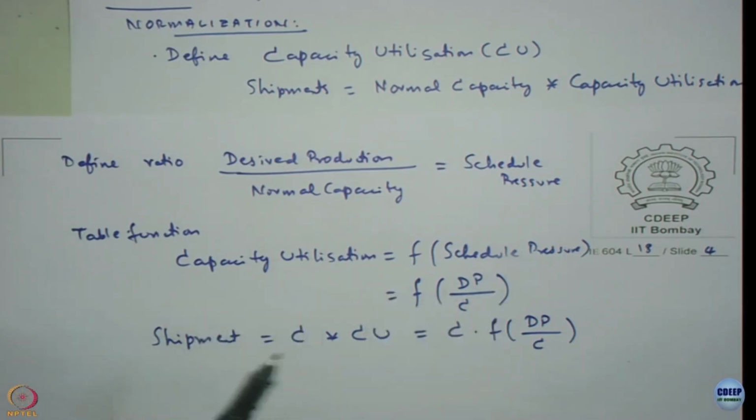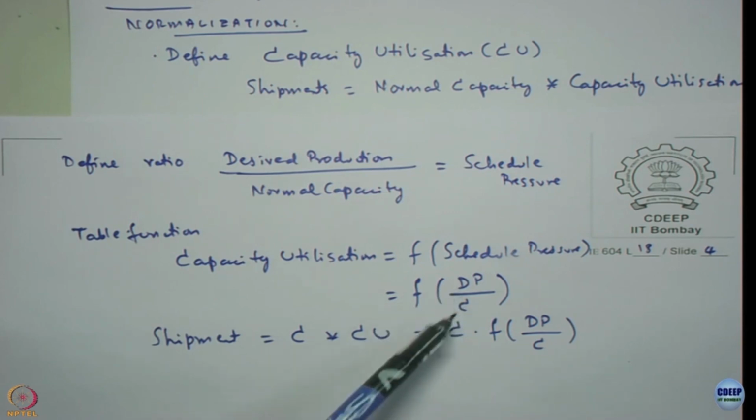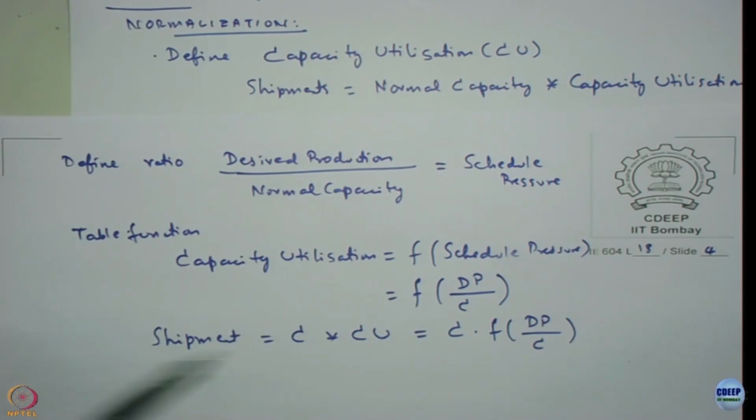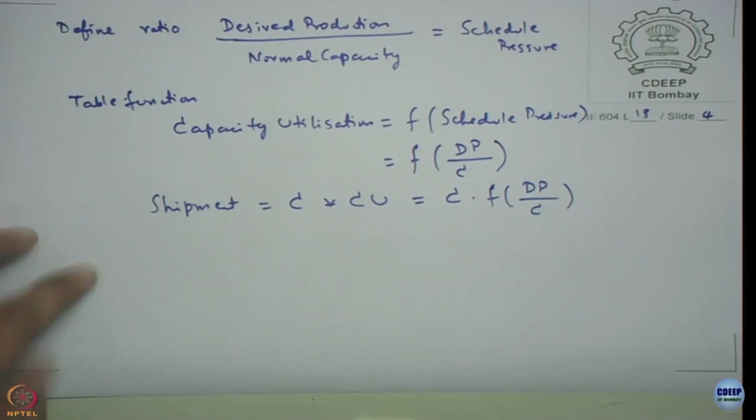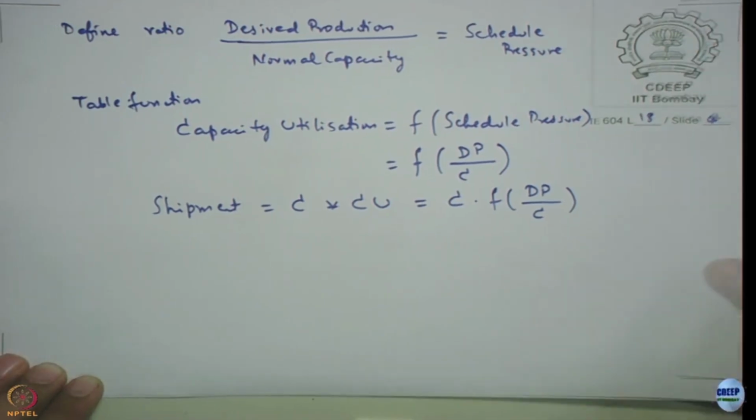So, the table function we are going to build is what should be the capacity utilization as schedule pressure changes over the normal capacity. When schedule pressure is very low relative to the capacity, then what should be the value of utilization? If schedule pressure is comparable to capacity, then what is the utilization? If schedule pressure is higher than capacity, then what should be the utilization, right. Those are things that we are going to think about. So, now both input and output have become dimensionless. Now, let us modify our SD model to represent this.